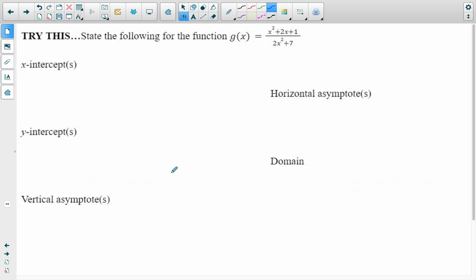All right, let's try this. Let's consider stating all of the following for this function. Vertical asymptote, we've been doing this. We're going to set our denominator equal to 0. Horizontal asymptote, we're going to look at the degree. For domain, we're going to remove values, remove x's that make the denominator equal 0.